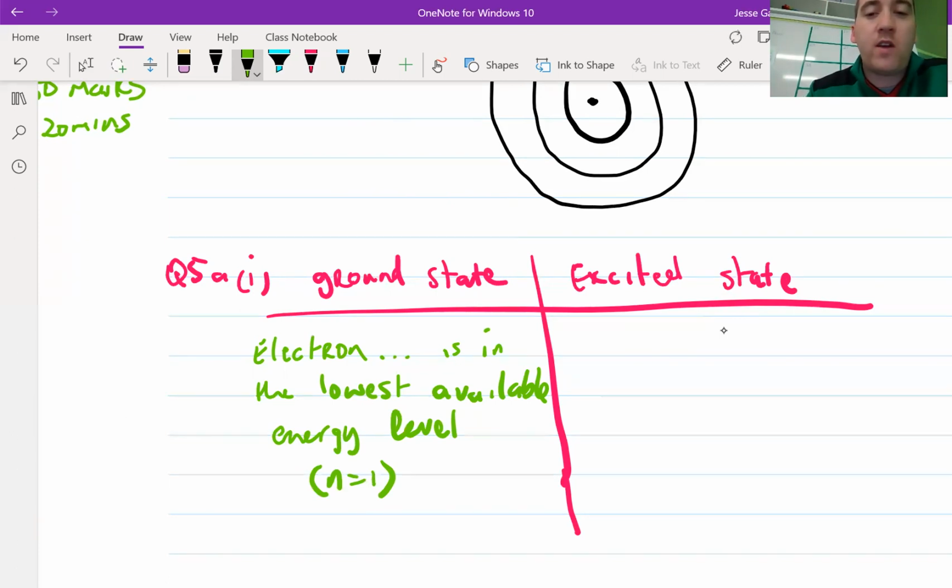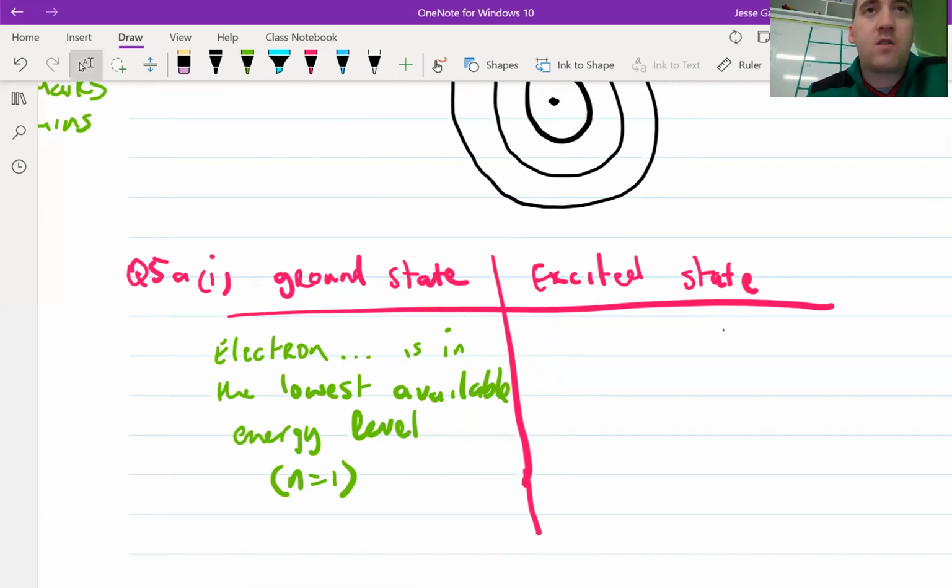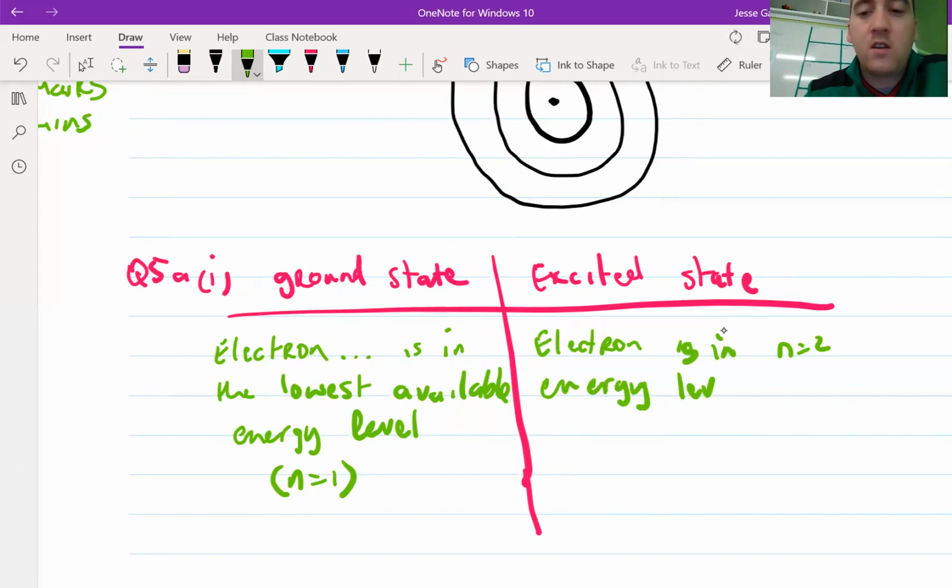What's the excited state? Where's the electron now? So pause the video if you didn't get this already and do that. So for the excited state, the electron is in either the n equal to 2 energy level or higher. So that's what we want to talk about, where it is. It's either in n equal to 2 or higher, n equal to 3, n equal to 4, and so on. It's in any energy level higher than n equal to 1. That's the key thing that you want to be saying there.